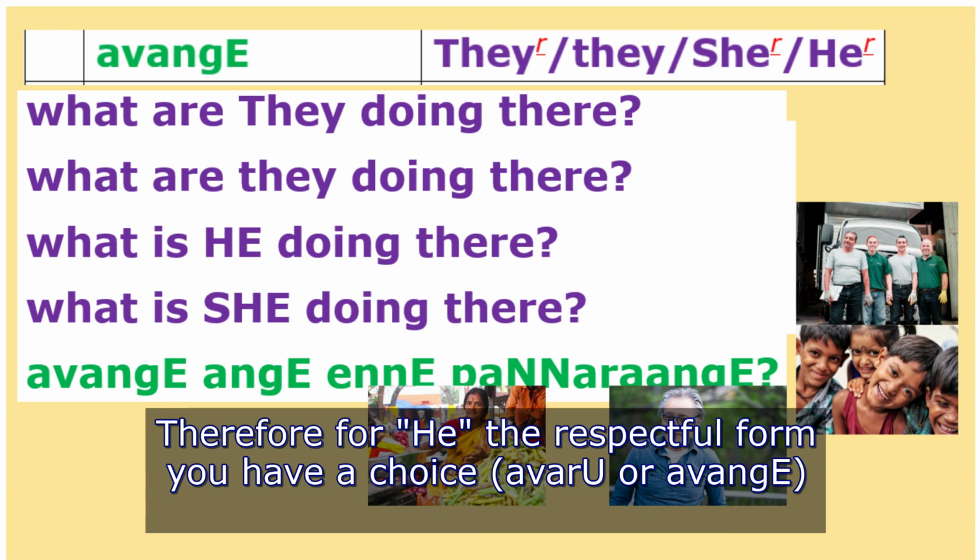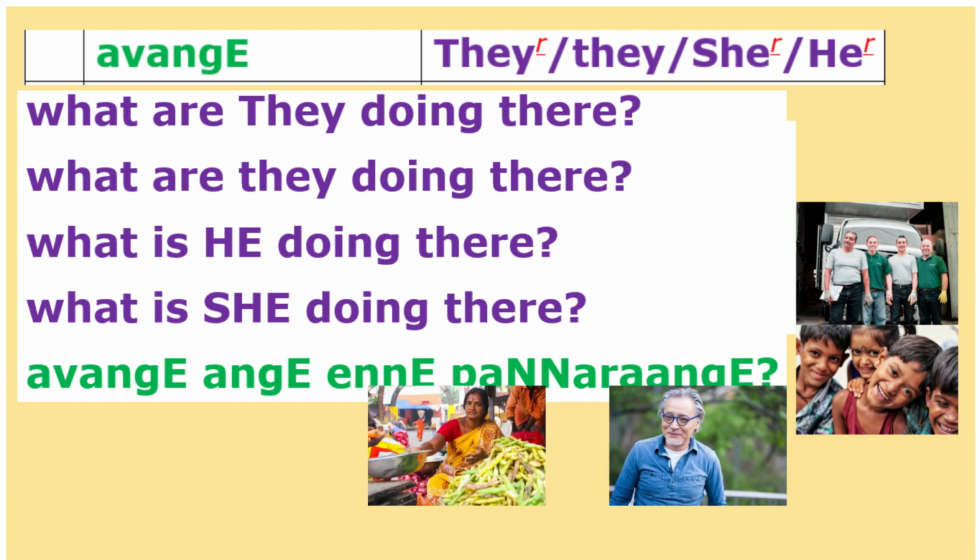Therefore, for he, the respectful form, you have a choice, avaru or avanga. And for she as a respectful term, it is only avanga in spoken Tamil. Therefore, avanga can mean they and the respectful he or she.